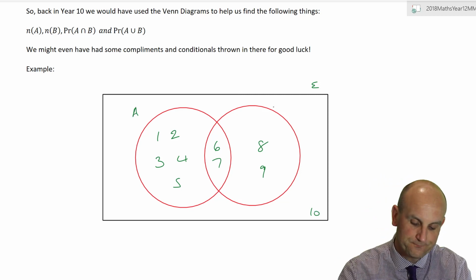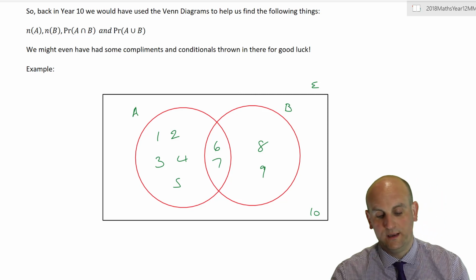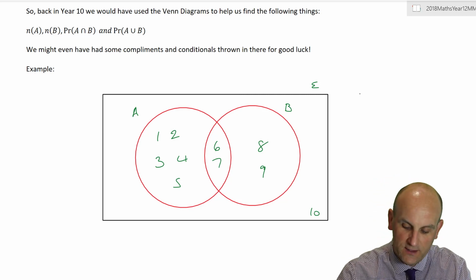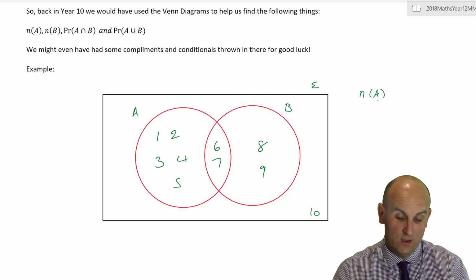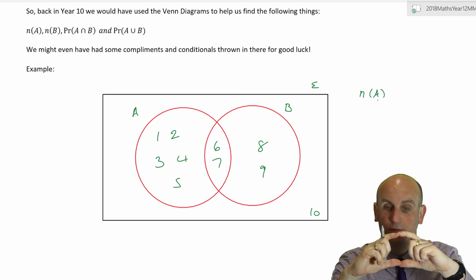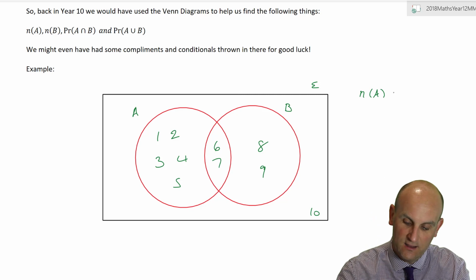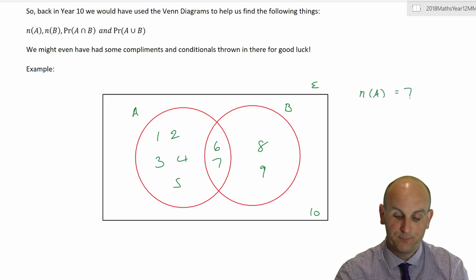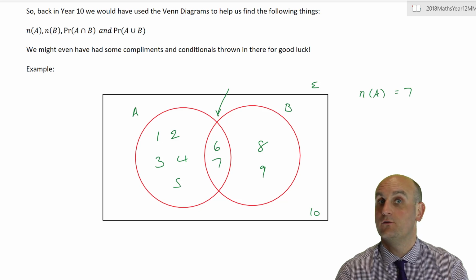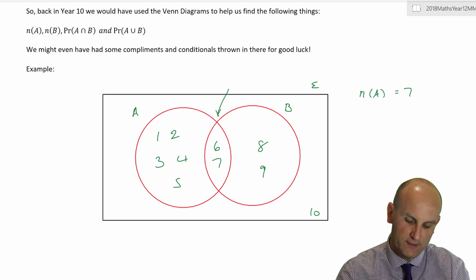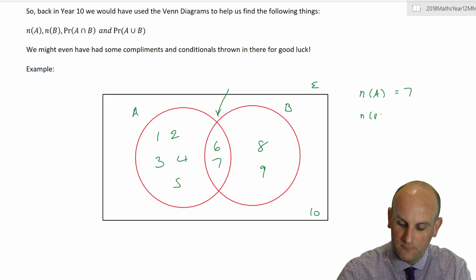Here is event A. And here is event B. Now, what we can do is find the number of elements in set A. How? In this situation, using my Venn diagram to count them. So 1, 2, 3, 4, 5, 6. There are 7 elements in set A. Don't forget this section here is my overlap. Do you remember the word? Intersection. Fabulous.